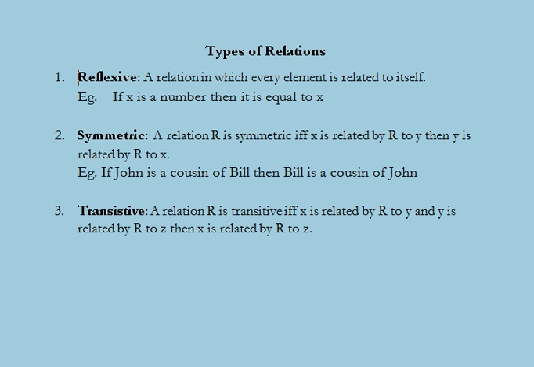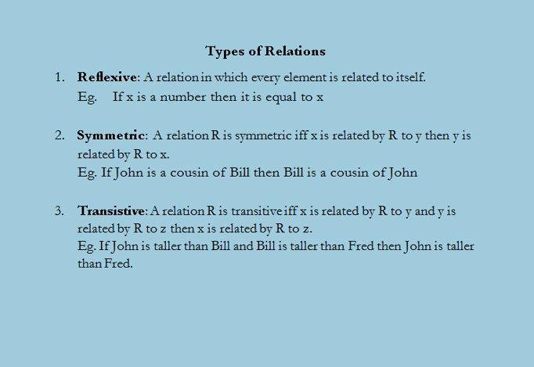For this, we are going to consider another example in which we use the relation "is taller than". Now here, if John is taller than Bill and Bill is taller than Fred, then it can be made out that John is taller than Fred. Thus, this relation, "is taller than", represents a transitive relation.